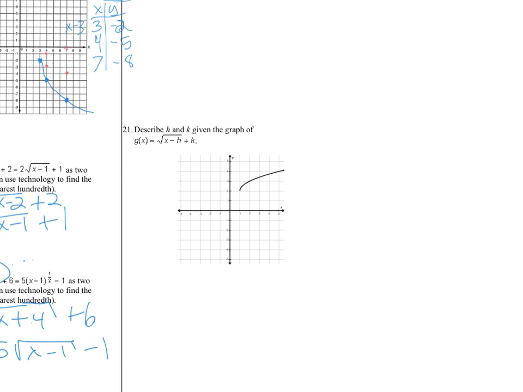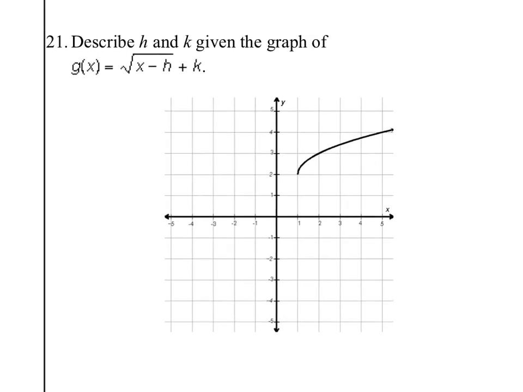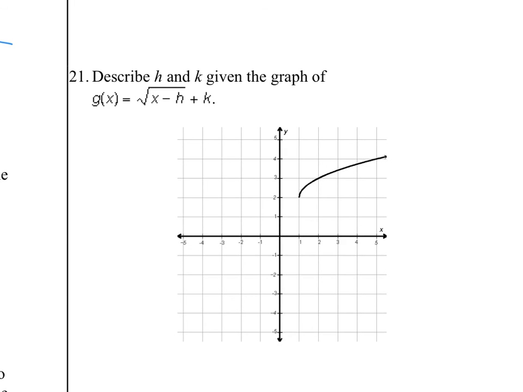All right, now we're just moving over one more here. Okay, describe h and k. Well, h is 1. And k is 2.